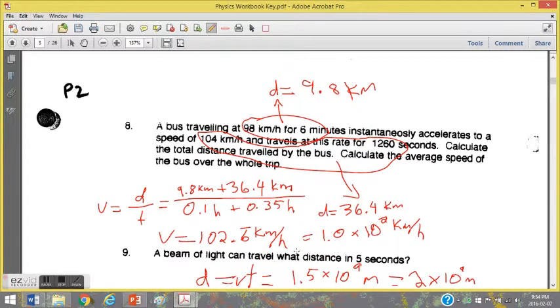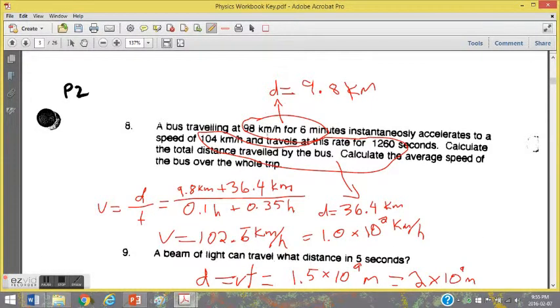Number 8, this one you have to work at a little bit. We have two parts. Again, velocity, if we're looking for average speed or average velocity, is total distance or total displacement divided by total time. So we find the distance for the first one, we find the distance for the second one, we find the total time, and then we do the division. So we end up with a grand total of 102.6 repeating kilometers per hour.